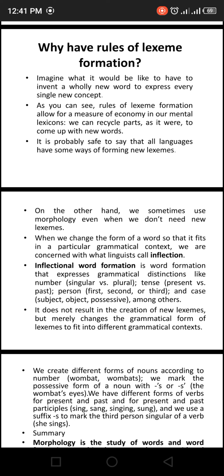So it also would not be easy for you to make the rules of morphology, or rules of making words, rules of lexeme formation in your language. It would not be easier for us as well to understand the language, and to coin new words is not easier for us. So that is why we do have to have rules of lexeme formation in our language.